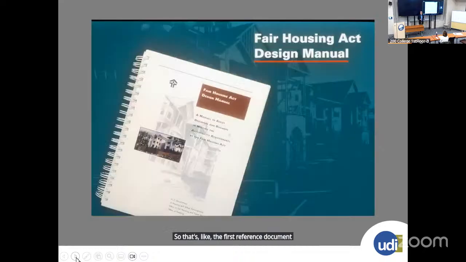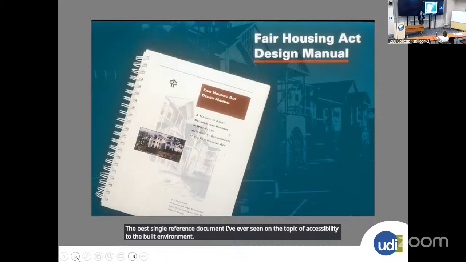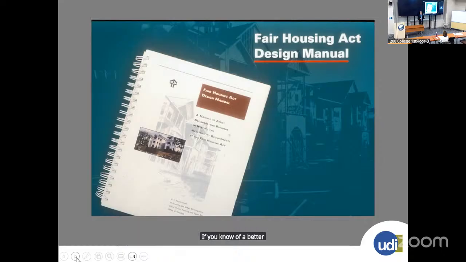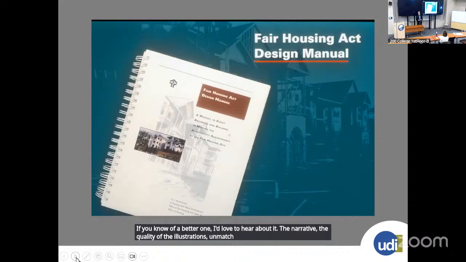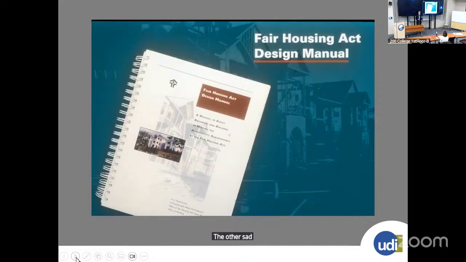It is, in fact, the best single reference document I've ever seen on the topic of accessibility to the built environment. If you know of a better one, I'd love to hear about it. The narrative, the quality of the illustrations, unmatched. Sad that it only applies to multifamily housing, but certainly you can have some lessons. The other sad part about this is that it was last updated in 1998.